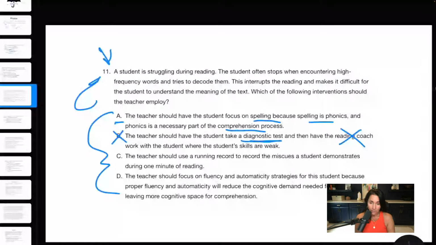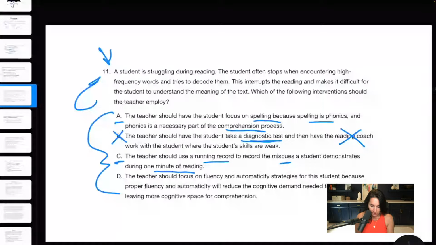Diagnostic test is good because I have a lot about assessments in the book, and assessments are very important in reading, but then pawning the kid off on the reading coach, no. C, the teacher should use a running record, okay, that measures fluency, to record the miscues a student demonstrates during a 1-minute read aloud. Okay, C is all right as well. I like it. I'm going to leave it.